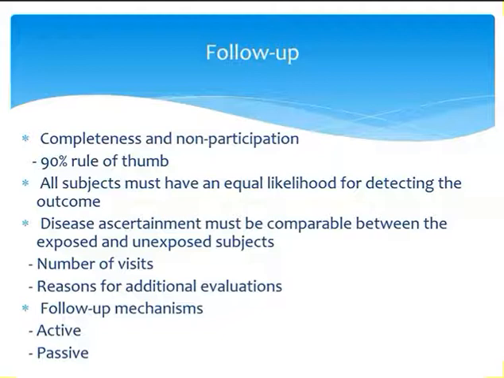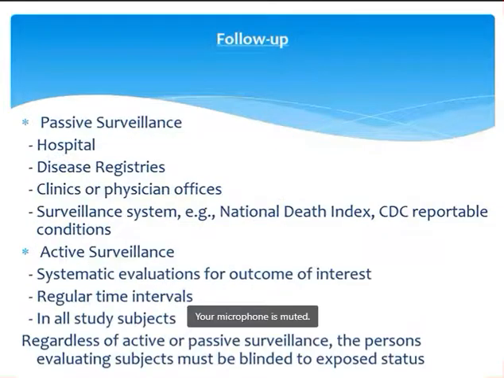Is it going to be an active follow-up where you are reaching out to the participants, or you wait for them to come with a problem? Okay, so whenever the investigator reaches out, it's an active follow-up, and when you wait for the participants to come to you, that will be passive. So for passive surveillance, you can look at hospital and disease registries, clinics, physician offices, and you can use surveillance systems. These are all very well set, especially in the high income countries. You have a national death index, you have reportable conditions, you have notifiable diseases which have to be notified. Okay, so you can do that by looking at surveillance if you're taking a known population, or you can carry out active surveillance by looking at regular time intervals.